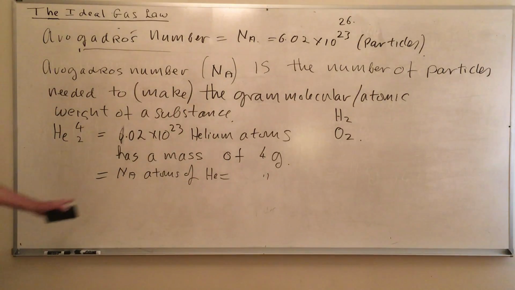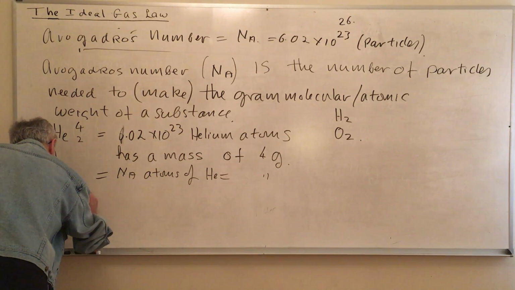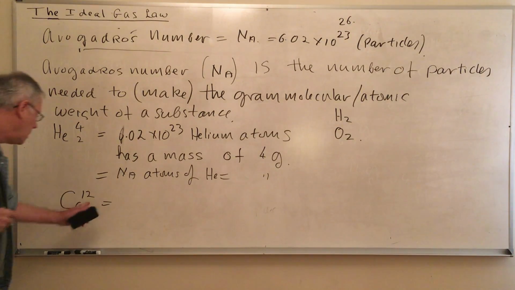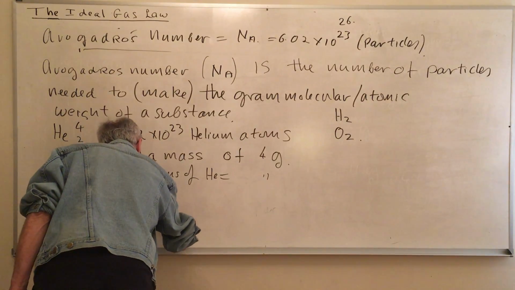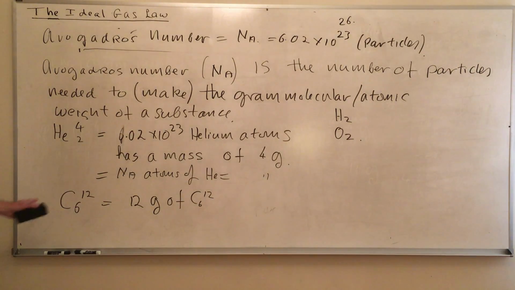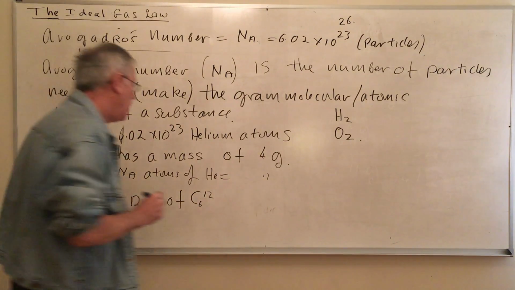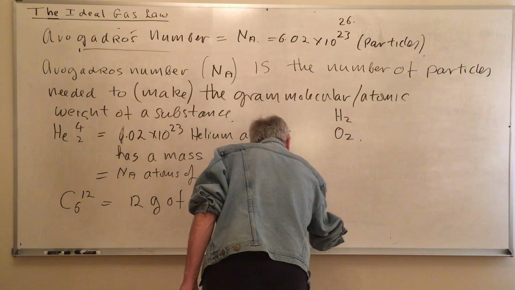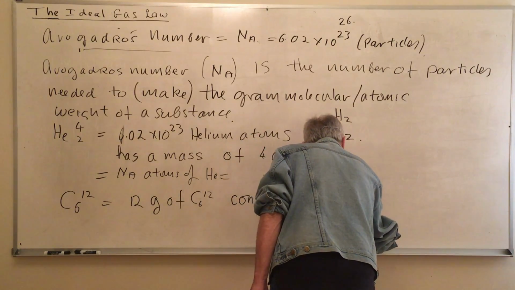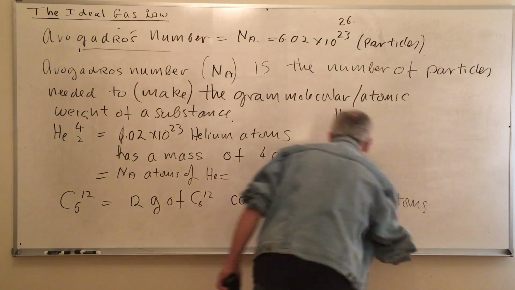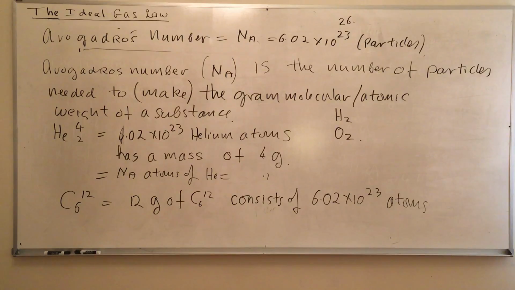Or Avogadro's number, Na, atoms of helium has a mass of 4 grams. You can also get atomic carbon existing. Therefore, I'll say it the other way. 12 grams of C12,6 consists of 6.02 by 10 to the power of 23 atoms.